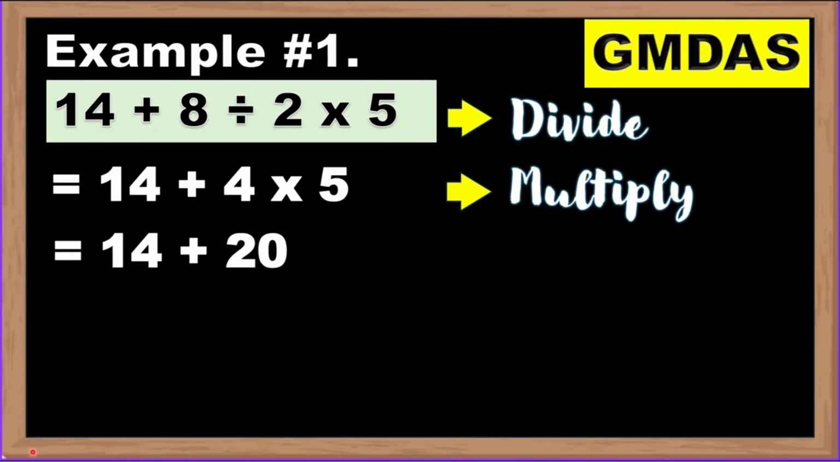And finally, we do addition. So we add 14 plus 20 equals 34. So the final answer is 34. Remember, even if multiplication comes before division in the acronym, you must solve multiplication and division from left to right as they appear. The same goes for addition and subtraction.